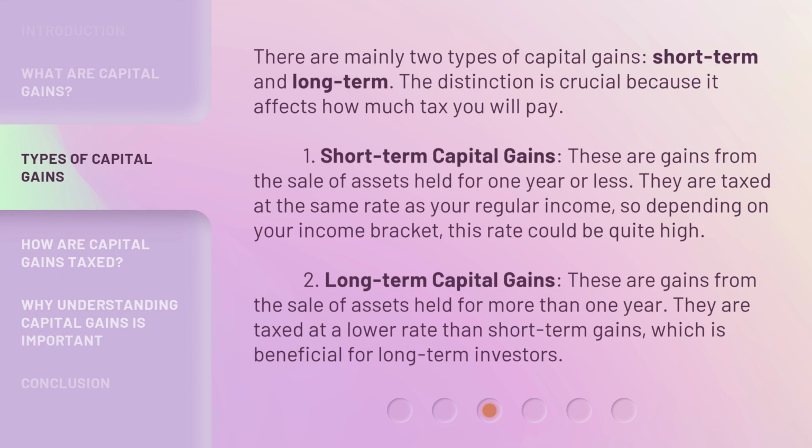There are mainly two types of capital gains: short-term and long-term. The distinction is crucial because it affects how much tax you will pay. 1. Short-term capital gains. These are gains from the sale of assets held for 1 year or less. They are taxed at the same rate as your regular income, so depending on your income bracket, this rate could be quite high. 2. Long-term capital gains. These are gains from the sale of assets held for more than 1 year. They are taxed at a lower rate than short-term gains, which is beneficial for long-term investors.